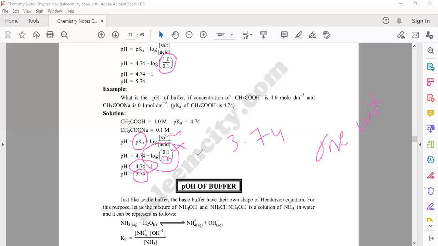These are the factors that affect the pH of the buffer solution. So by changing the concentrations, you can get a buffer solution of your own pH. That is your requirement. You can prepare a buffer solution basically of your own choice. pOH of buffer I have discussed before that.